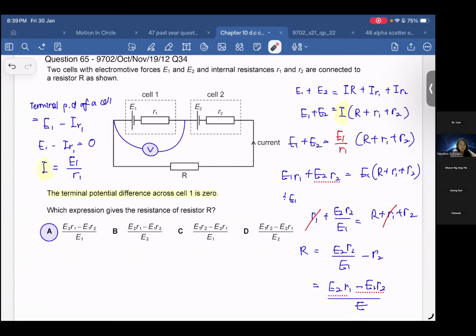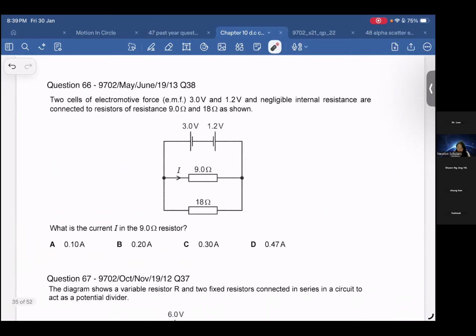Okay. Then we go to question number 70. We try 70.